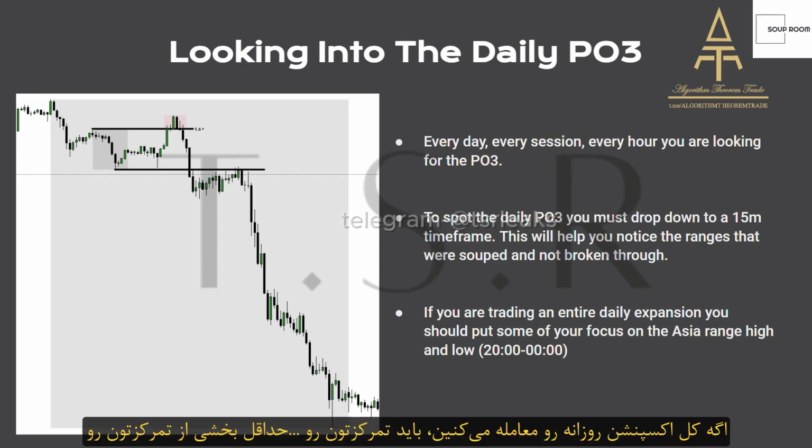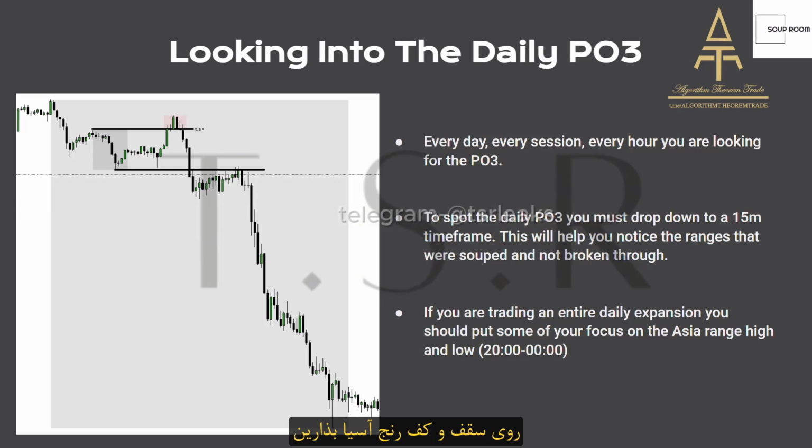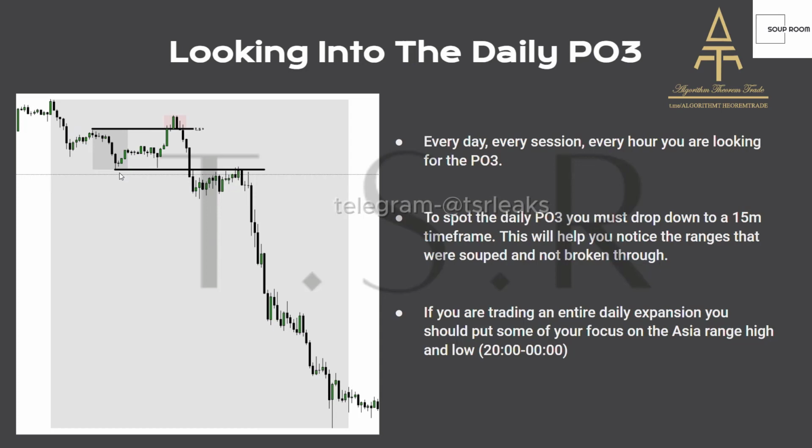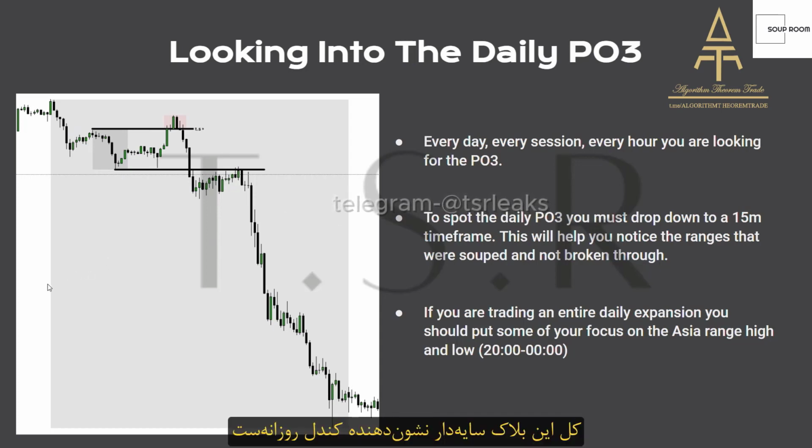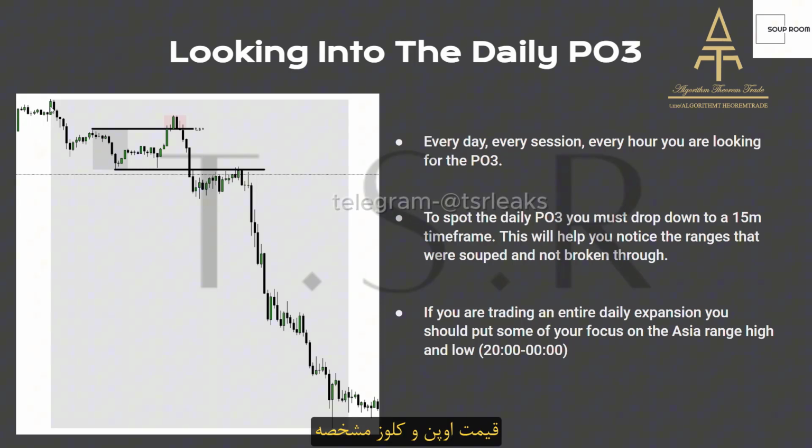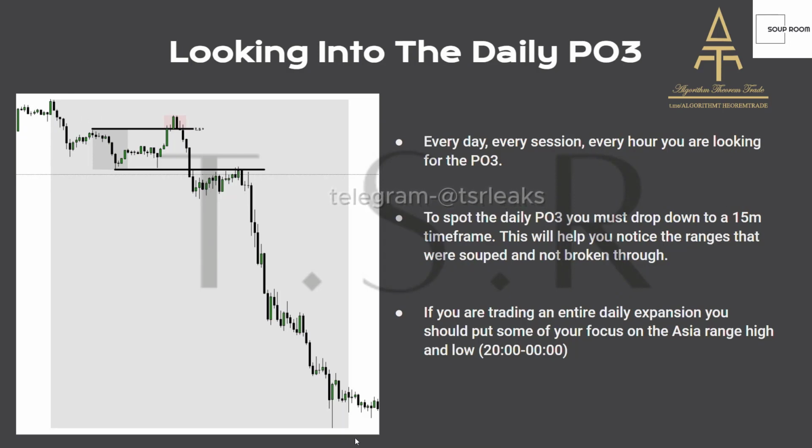If you are trading an entire daily expansion, you should put at least some of your focus on the Asia range high and low. This forms between 20 o'clock, 8 p.m., until midnight. This little shaded region is the Asia session high and low. This entire shaded block represents the daily candle. We have the open and we have the close. Opening of the daily candle right here, and the close of the daily candle right here.